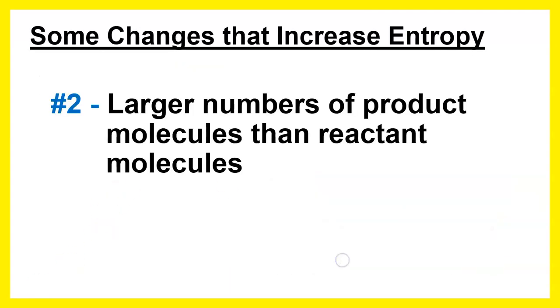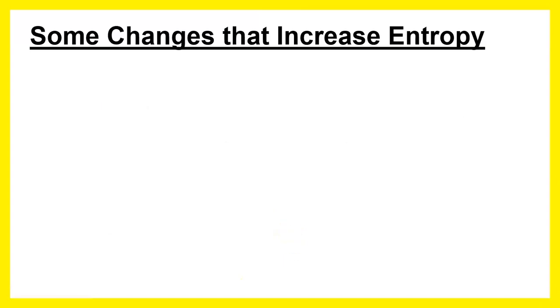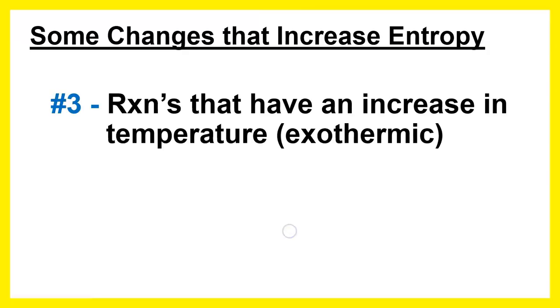Another example would be having more product molecules than reactant molecules. For example, look at this decomposition reaction. We started with one thing, and we ended up with 3 separate particles and 2 different types of particles, right? A lot more ways we can make arrangements over here. Increasing that temperature. Now everything's moving faster, right? A lot more ways to spread out, a lot more arrangements.